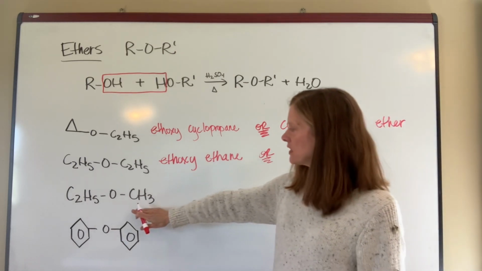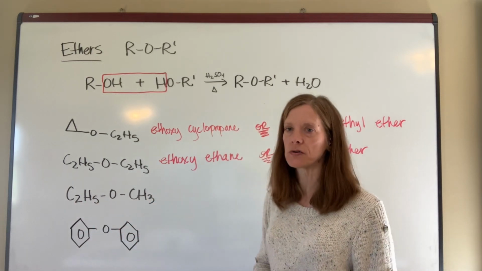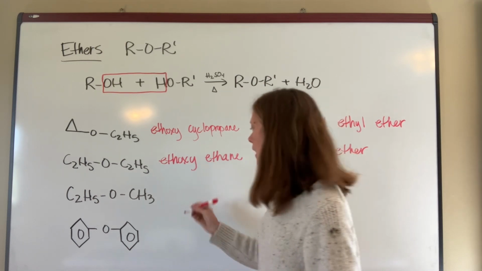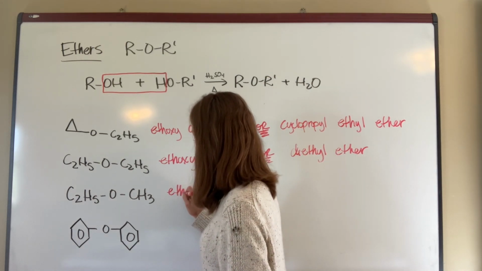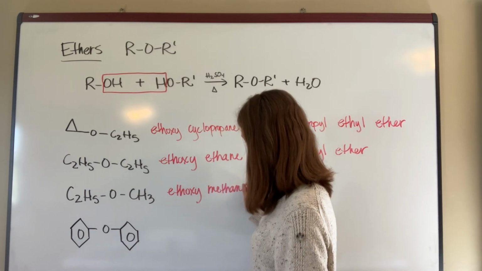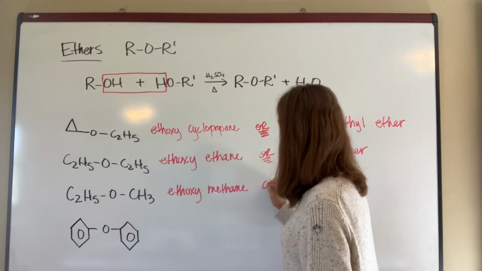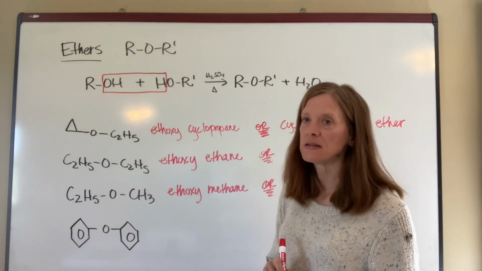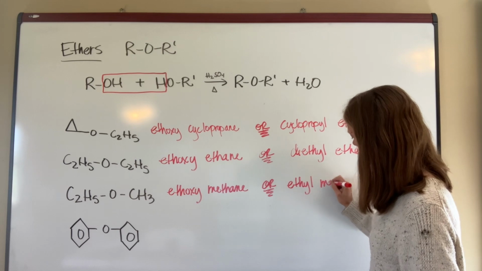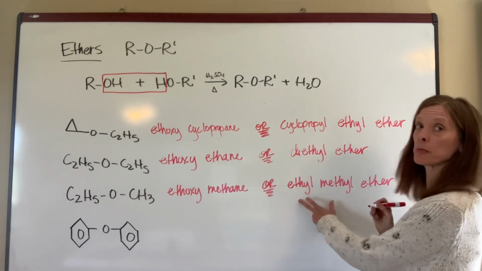Okay, then on this one, I have an ethyl group on one side and a methyl group on the other side. So if I'm going to name it in alphabetical order, I would name this one as ethoxy methane. So here's the ethoxy, and then here's the methane. Notice they're in alphabetical order. Or I can name it as ethyl methyl ether. And again, these two are in alphabetical order.